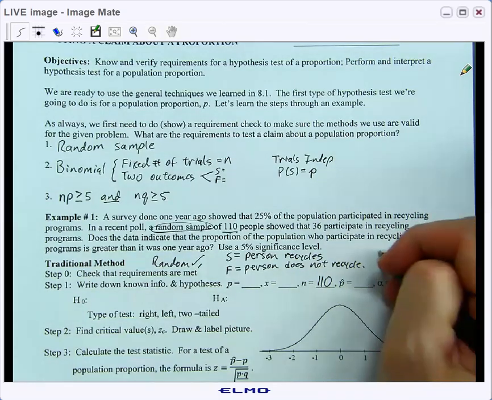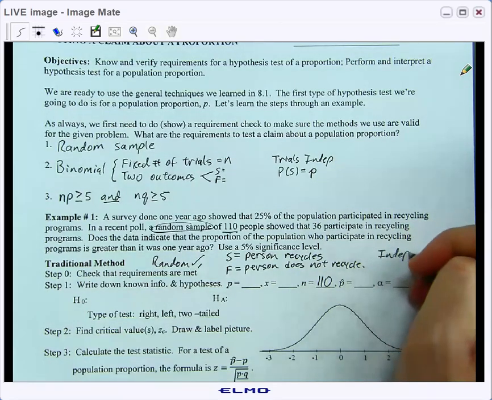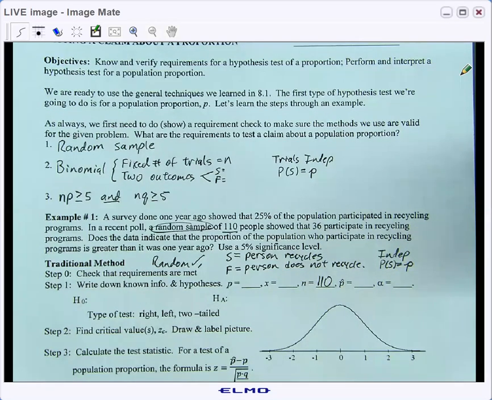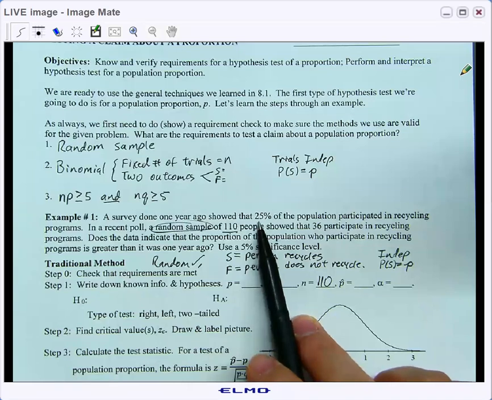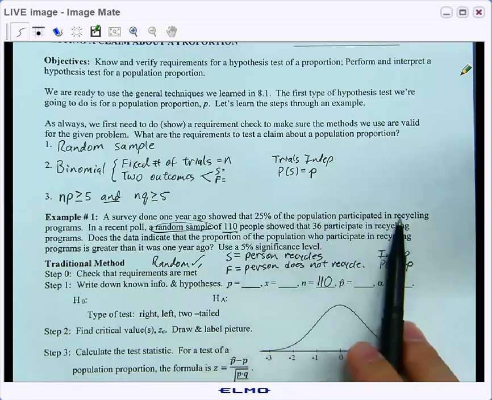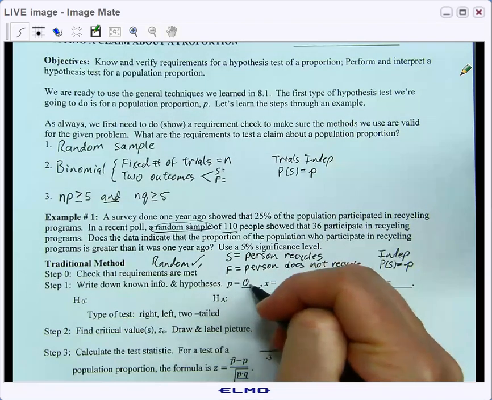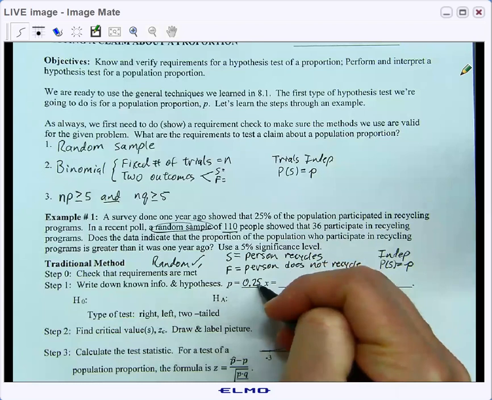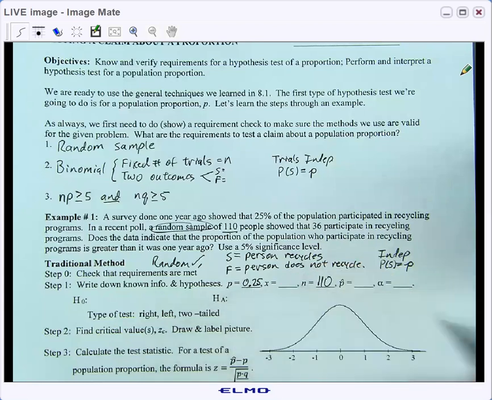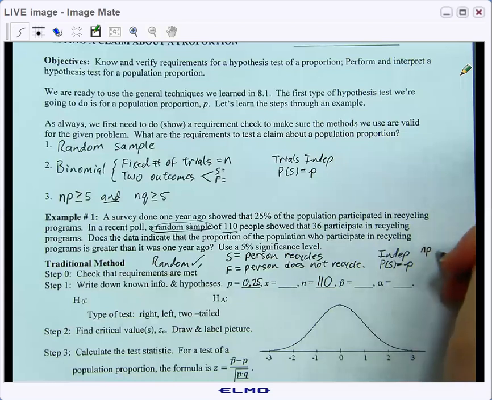So our trials are independent, and therefore the probability of success will be a constant number, which we've referred to as little p. And speaking of little p, the survey done a year ago was that 25% of the population did recycle, and since success is recycling, we're going to say that little p is 25%. That's our default.